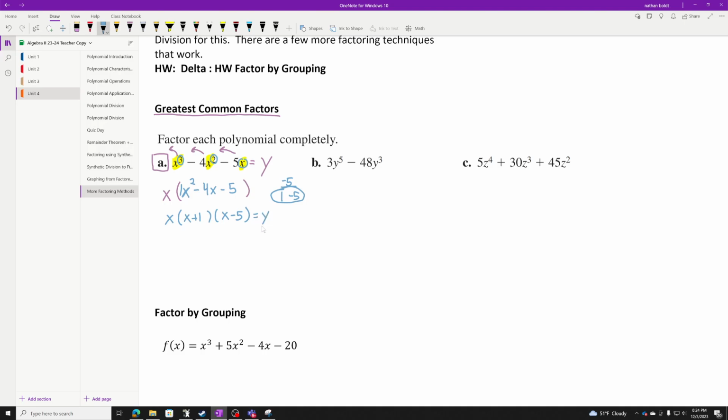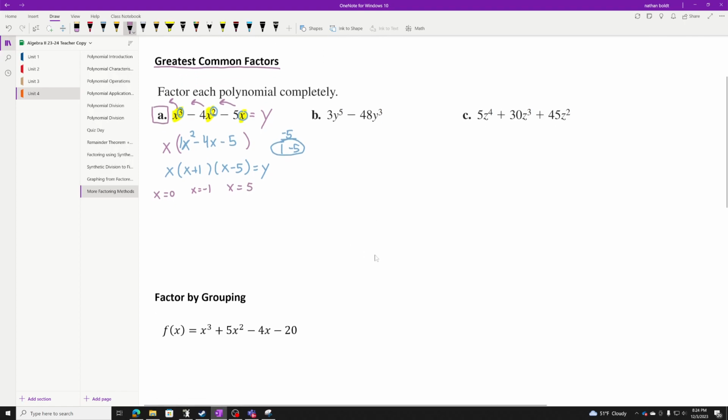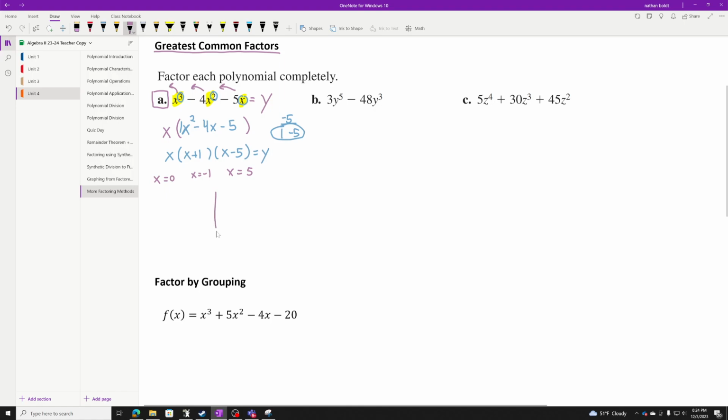And so if I want my x-intercepts, I can now see them all because I have factored form. This first one is 0. The second one is negative 1. And the third one is 5. And so if I want to draw a quick sketch of this graph, I now can. I know it goes through 0. I know it goes through negative 1. And positive 5 will be out here somewhere.